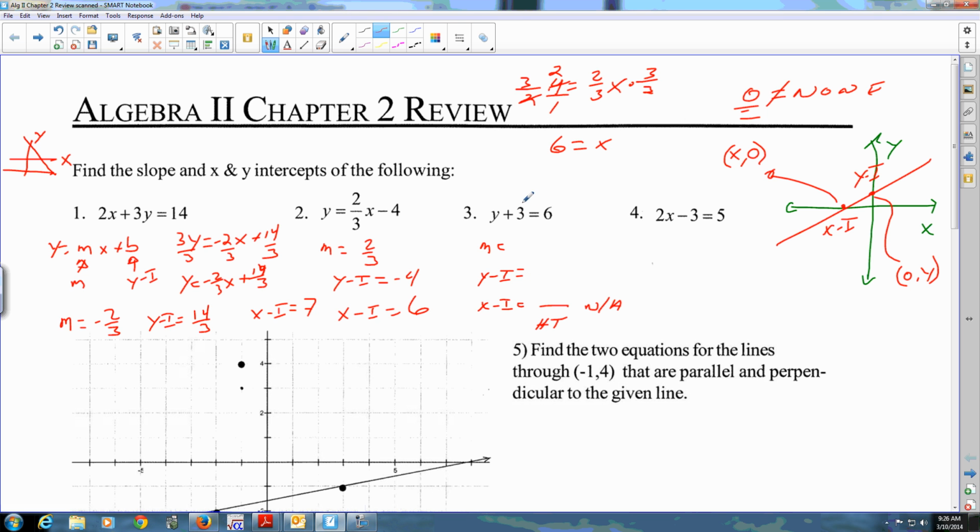Y-intercept, well, just solve for y. Subtract the 3, and you get y is equal to 3. Okay? Now the slope. This is something you either figure out or you memorize.